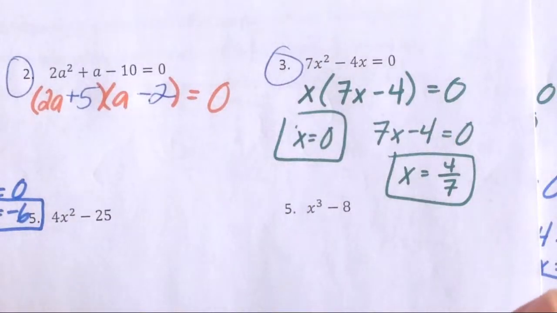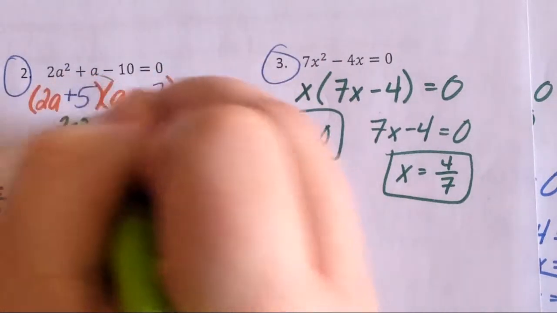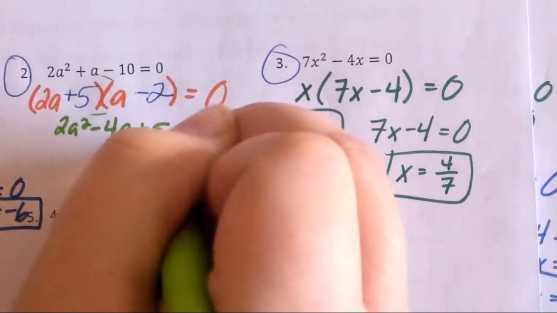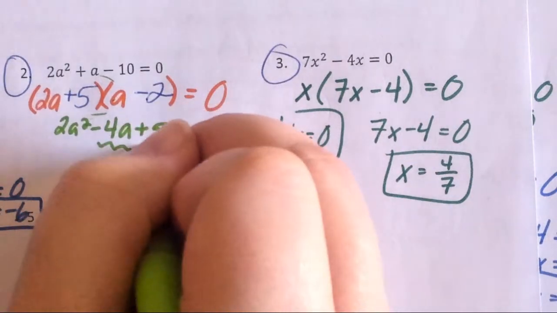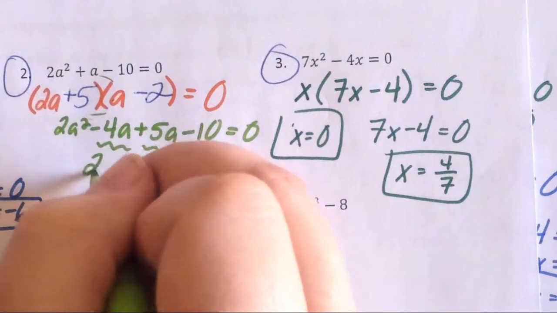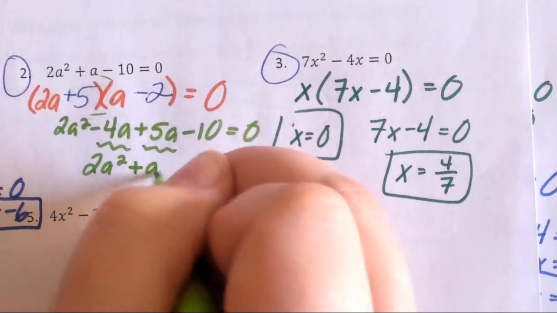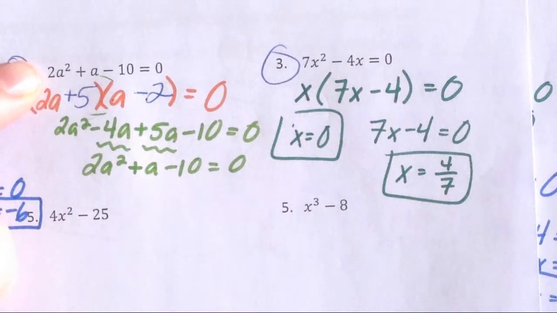It is distributing, but that kind of distributing has a fancy name. FOIL. Okay, we're going to give 2 the point though. So 2a squared minus 4a plus 5a minus 10 equals 0. Did I guess correctly? Yes, because when I combine those middle 2 terms, negative 4 and positive 5 gives me a positive a. And then suddenly I've got 2a squared plus a minus 10 equals 0. Hey, that's what I had to begin with anyway.